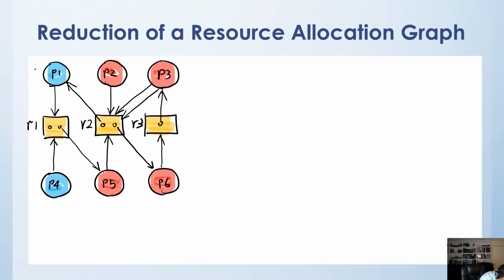Let's say I'm going to delete process 1. And also I can delete process 4, right? Both process 1 and process 4 are unblocked. And also I should delete all the edges directly pointing to process 1 and the resource that process 1 pointed to. Okay, so I'm going to also delete the edges.